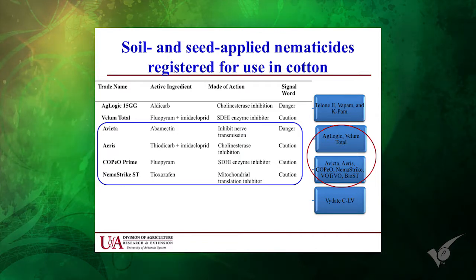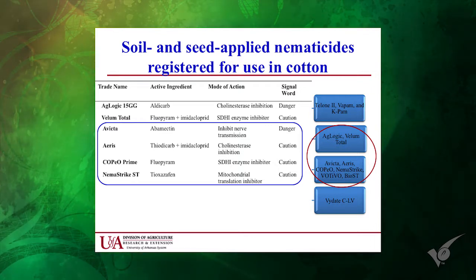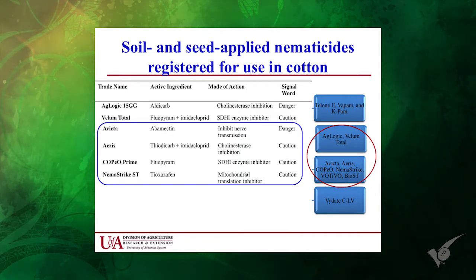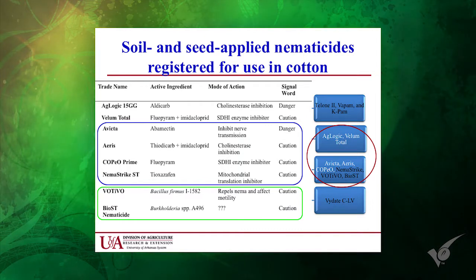Avicta, which has been around for a while, one of the first ones that was registered. Aeris, another insecticide and nematicide product. Copeo Prime, which is basically Velum as a seed treatment. And then Nemastrike, thiazafen, which is something I think that's supposed to be available this year. I don't have information on all of those, but we'll take a look at a few of those that are highlighted in white. The last group there is the biologicals.